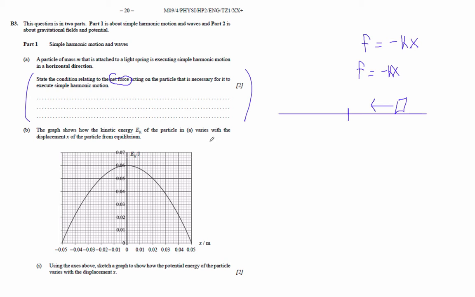Okay, so when our displacement is zero, when we're passing through equilibrium, we've got a maximum. That makes sense, right? And when we're at the edges, we don't have any kinetic energy. Okay, so using the axes above, sketch the graph to show how the potential energy varies with displacement.